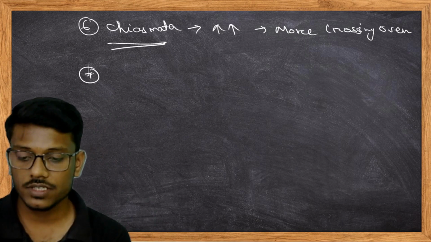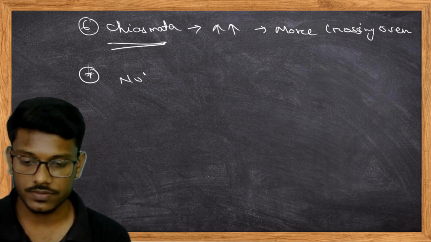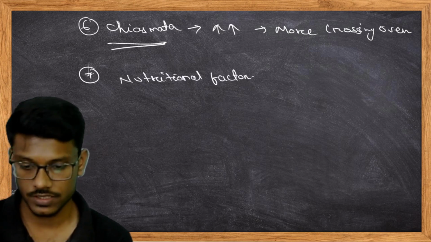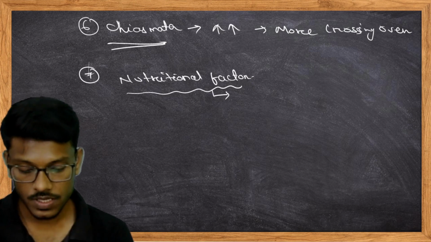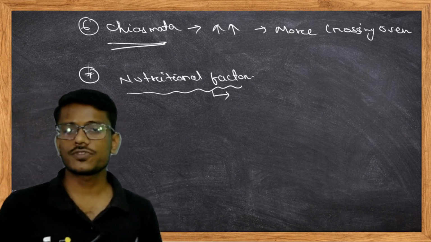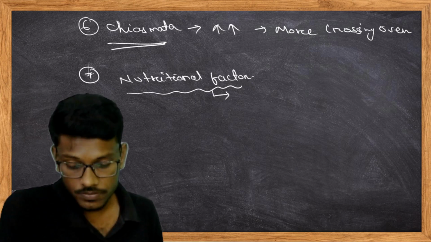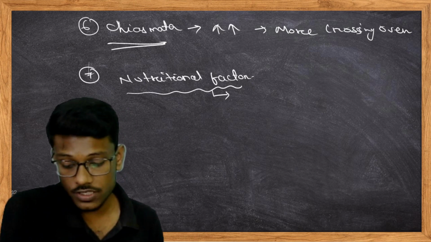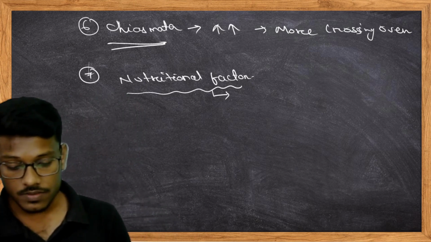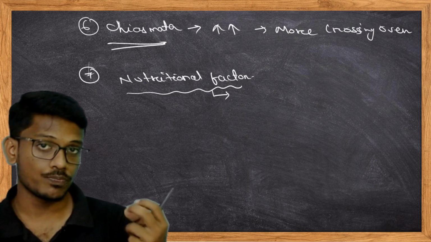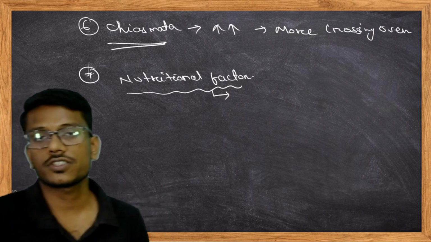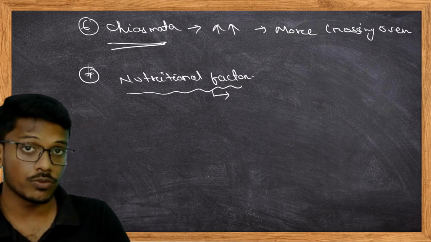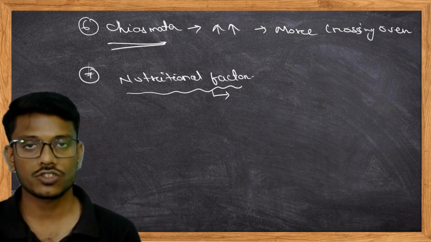Then the seventh one, that is the nutritional factor. What is nutritional factor? Some nutritive substances, for example, calcium or magnesium, also affect the process of crossing over. For example, in Drosophila, if you put the Drosophila in a high concentration of calcium, then there will be less chances of crossing over. That means if you take more calcium, there will be less chances of crossing over.